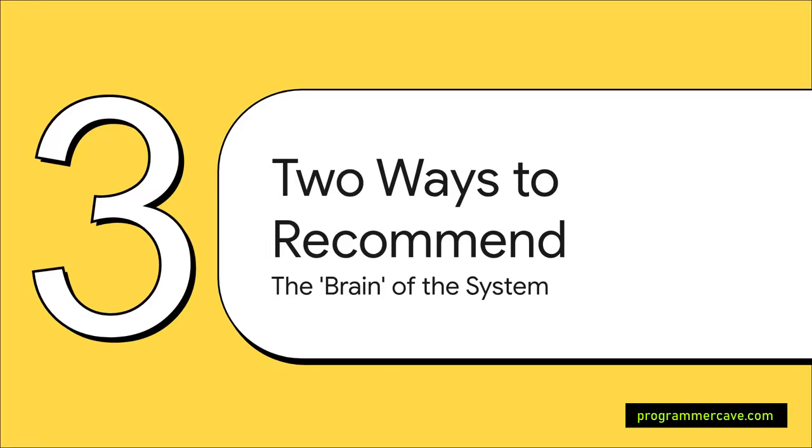Okay, so our factory needs a brain, right? It needs some logic to figure out what you're going to like. And it turns out there are two main recipes, or algorithms, that these systems use to make their predictions. Let's dig into how each one thinks.